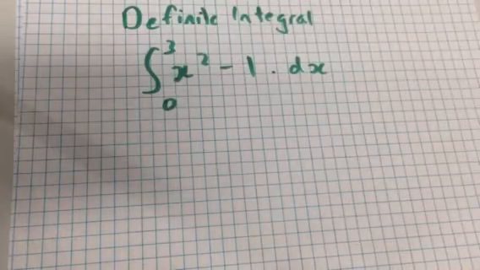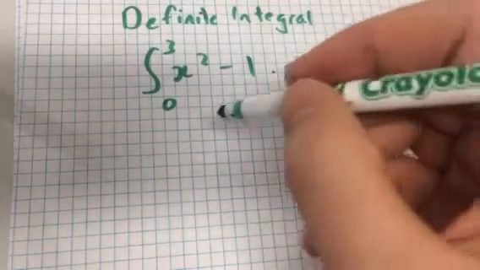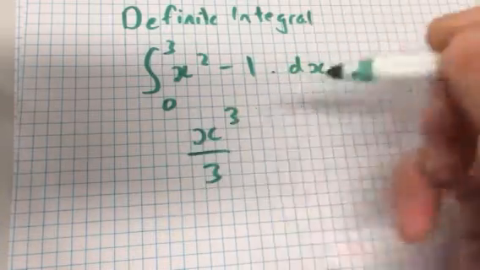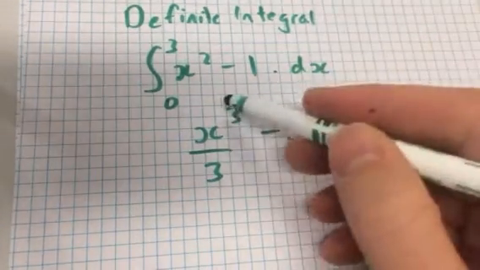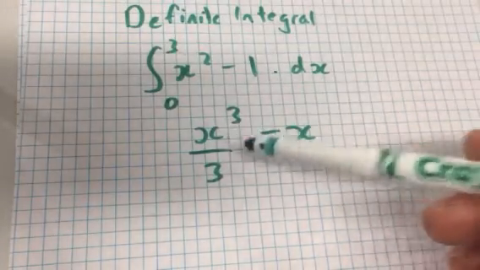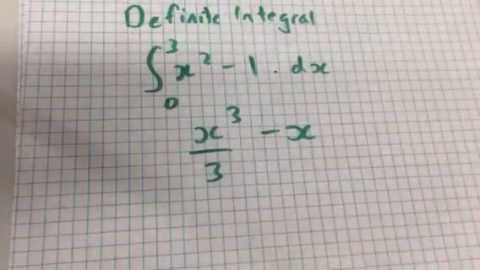What do I do first? So first you have to integrate that. And what do I get? You'll get x cubed over 3 minus x. So I increase the power by 1 and then I divide by it, and I put x there because I could check that by reversing the process and differentiating.